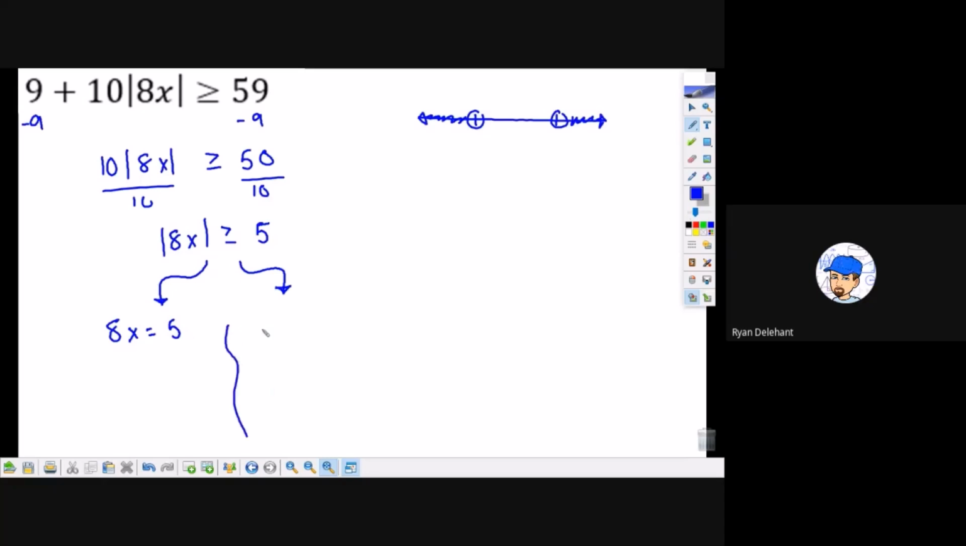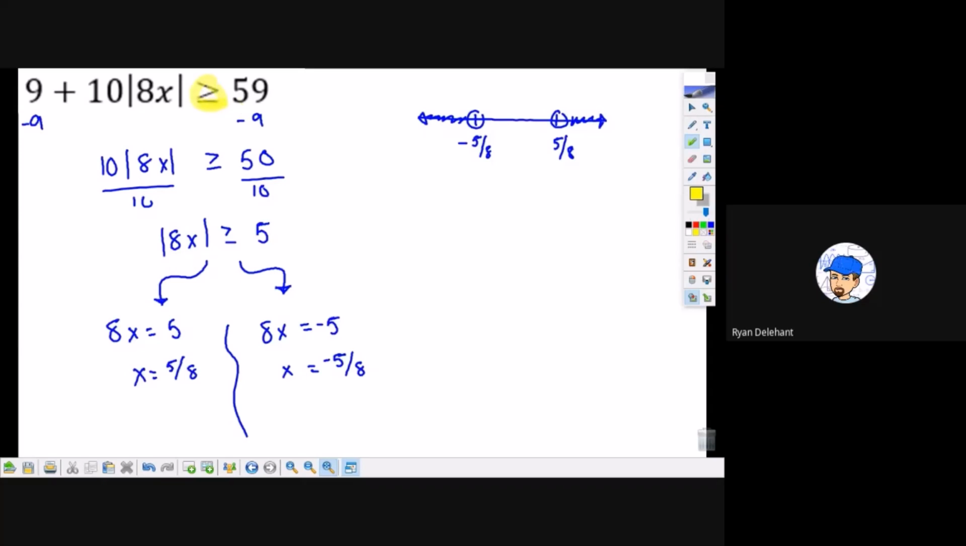8x equals 5 and 8x equals -5. So that means this is 5/8 and -5/8. So which one comes first? Going left to right on the number line, do we get to -5/8 or +5/8 first? We get to -5/8, and then +5/8. Now we need to deal with the inequality.